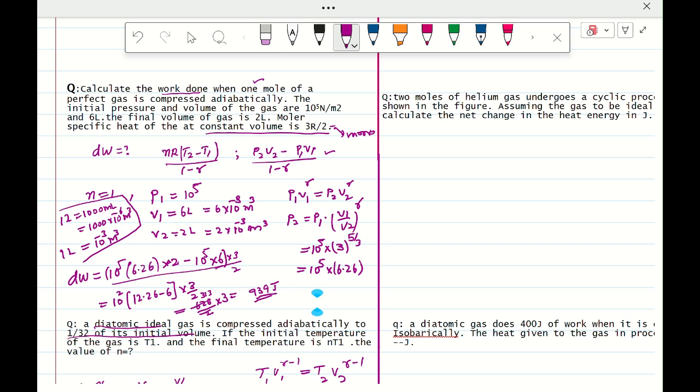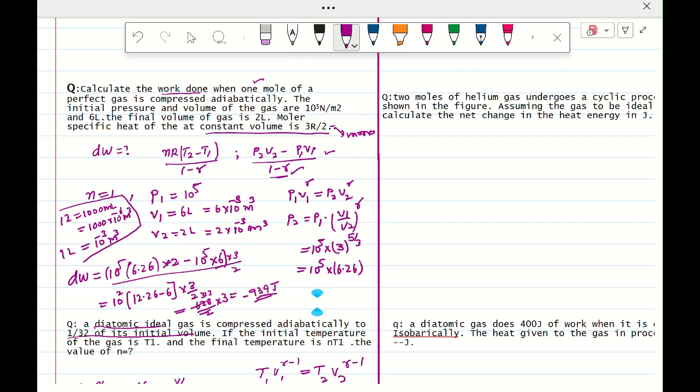So this is the answer. And this is minus work done. Minus work done, why? Because it is compression, right? So here 1 minus gamma means 1 minus 5 by 3, that equal to minus 2 by 3 will come. The work done will be minus. Here 1 minus gamma is there, so work done is minus.